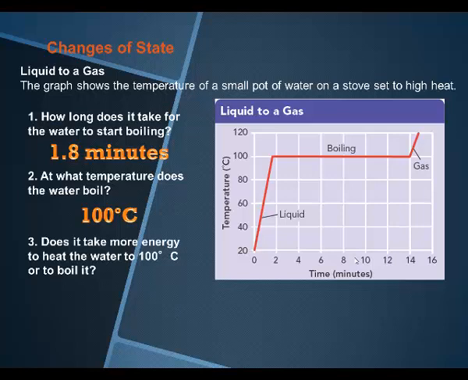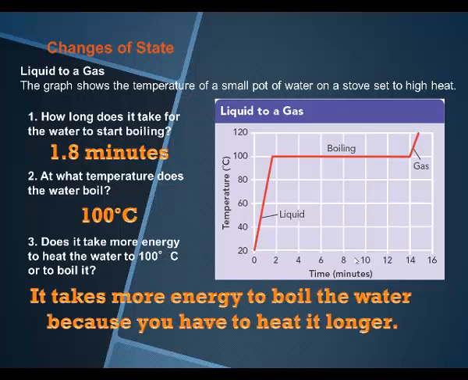And finally, number 3, does it take more energy to heat the water to 100 degrees Celsius or to boil it? Well, if we're looking at this graph, and the graph shows that the pot of water is set on high heat for, it looks like a total of about 14 to 15 minutes, the vast majority of that time is spent in boiling. So the answer to number 3 is it takes more energy to boil the water because you have to heat it longer.